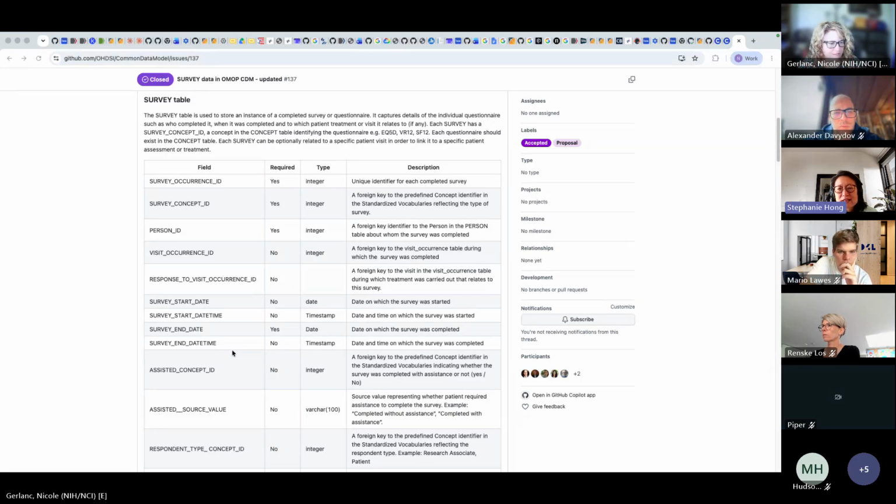Is everyone clear with that understanding? Yeah, and it makes sense, and it also plugs in well to what we've been talking about doing, the question-answer pair in the observation table in the current proposal. So I think this would integrate quite well with what's being proposed now. It just, again, like you said, Stephanie, helps us unload the metadata from the observation table to the survey conduct table.